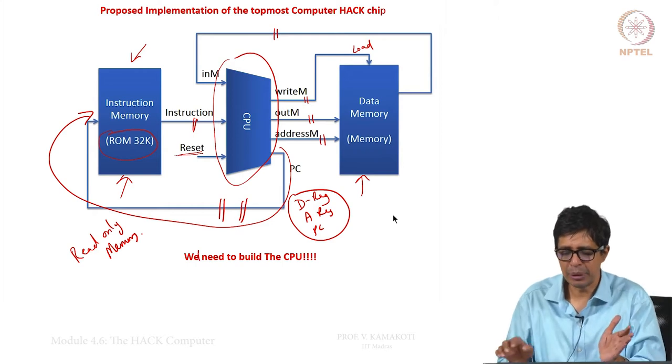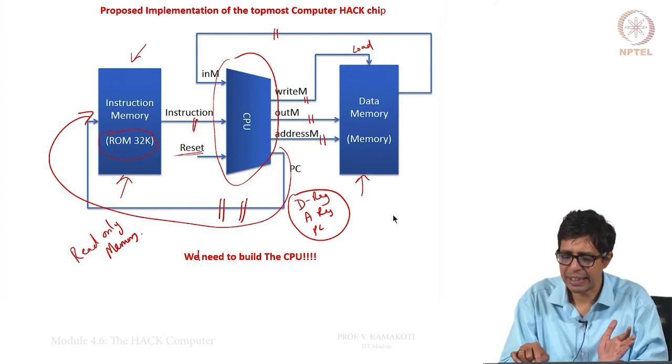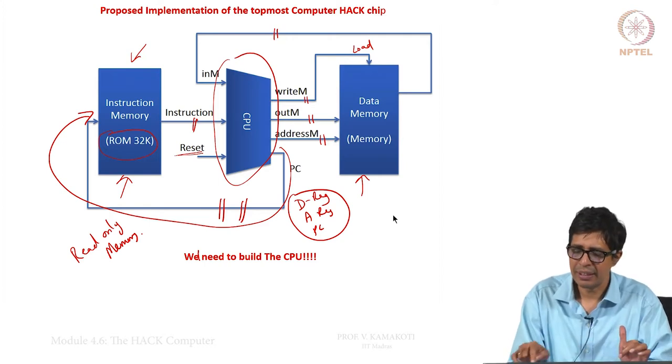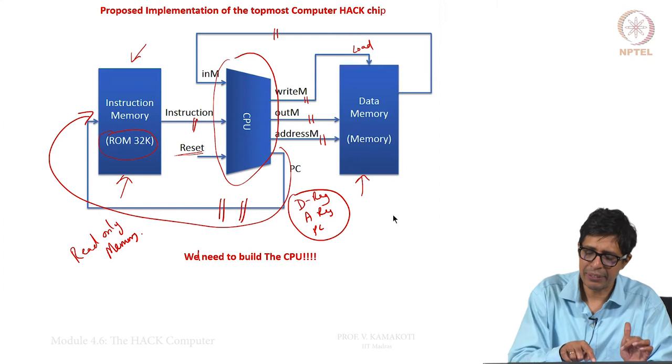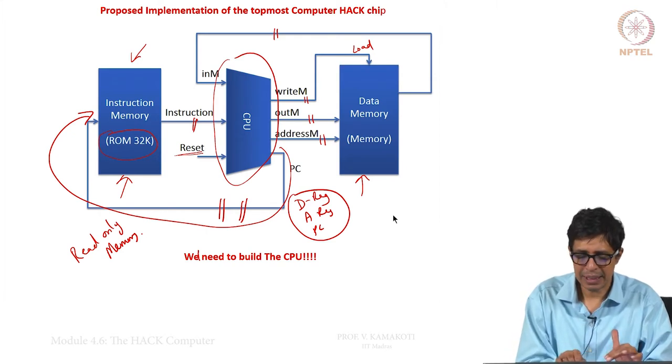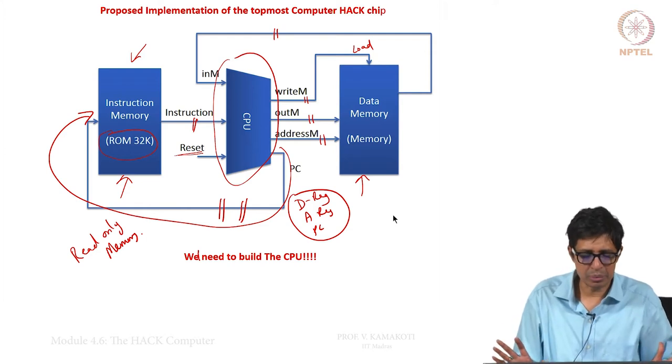So, from the CPU, you will have a write M which will basically say whether I want to access memory or not. That is the load input to your data memory. Then whenever we want to access memory, that out M, the address on which I want to write, and the PC. The PC comes back to the ROM32K, while the output of the data memory basically goes back as input from memory into the CPU, and the instructions flow from the ROM32K, and then there is a reset pulse which basically resets the CPU. So, this is what we need to create here.